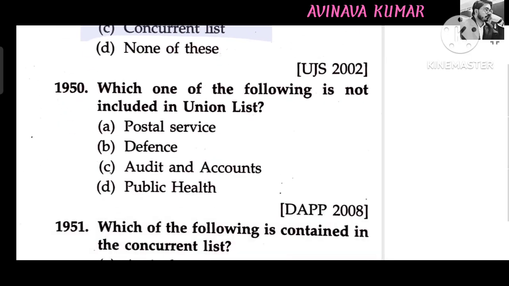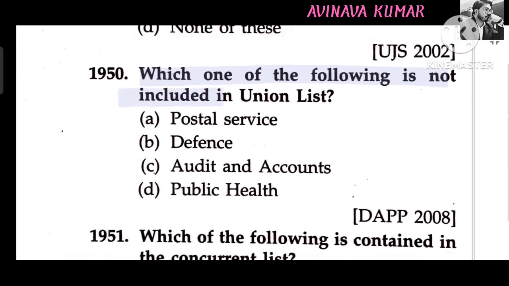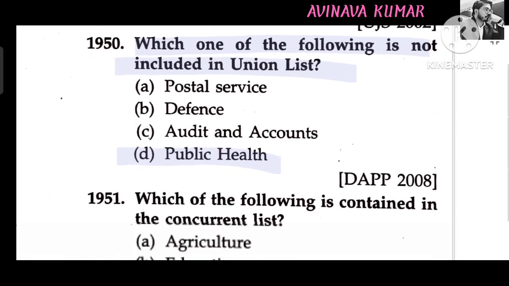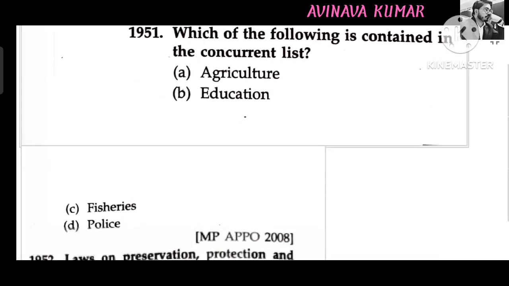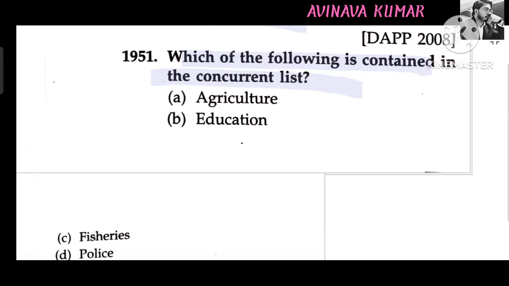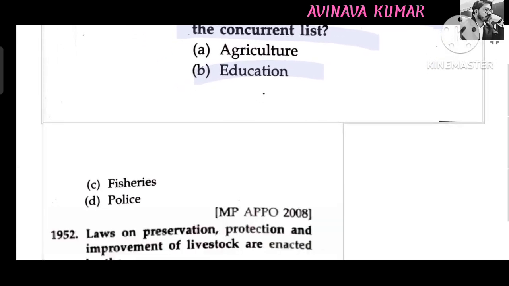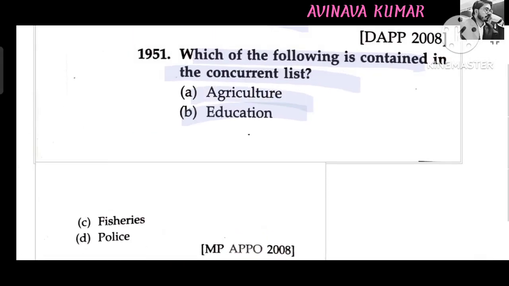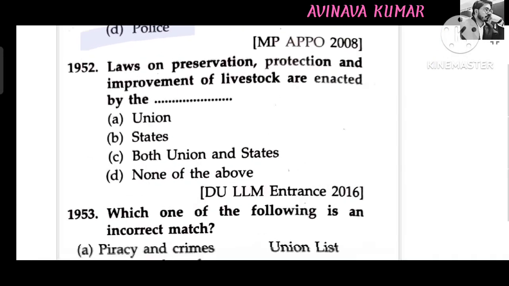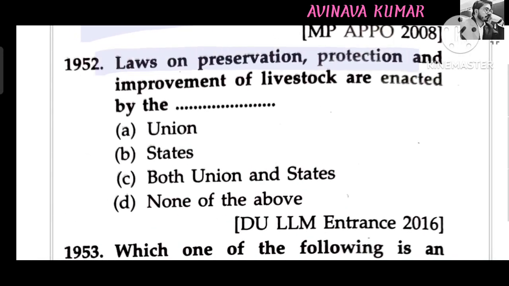Under the Constitution of India, all aspects of family law are in the concurrent list. Which one of the following is not included in Union list? Public health. Postal, defense, audit are related to Union list. Which one of the following is contained in the concurrent list? Education is on concurrent list. Agriculture, fishery and police are in state list. Laws on preservation, protection and improvement of livestock are enacted by the states.